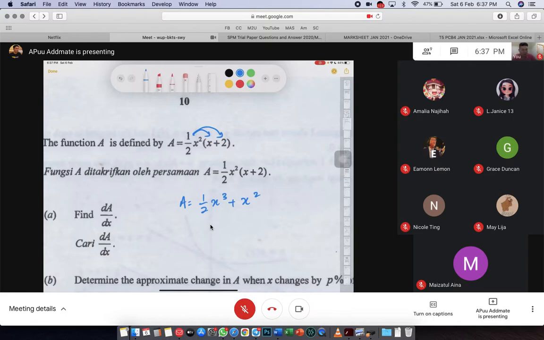Tapi bila you expand, tak bermaksud kamu dah differentiate kan. So now baru kamu differentiate. dA dx. Okay, 3 move it to the front. 3 over 2x square plus 2x. And then that's it. Okay, itulah jawapan dia.